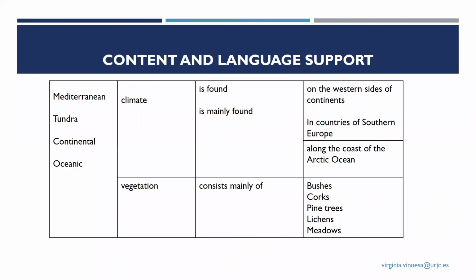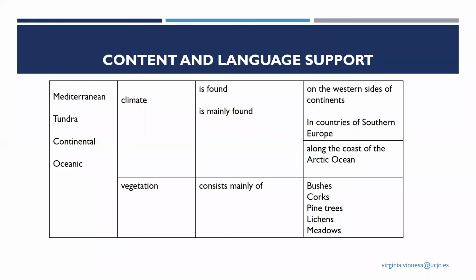Exactly in the same way that I showed you before some substitution table to practice communication, you can create one in order to talk about climates. So we've got the different types of climates we have seen. If you remember, at the beginning in the unit, this is the main language I want them to use. Climate is found, is mainly found, consists mainly of, etc. There are, for example, bushes, corks, pine trees, lichens, meadows. You can provide them with different pictures so they will understand what a bush is, or what a pine tree is, or what a meadow is.